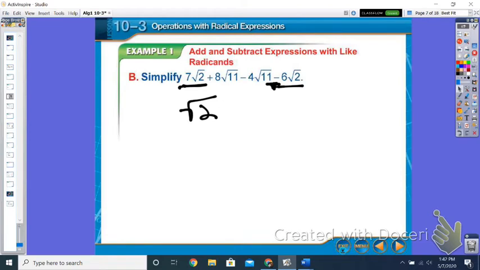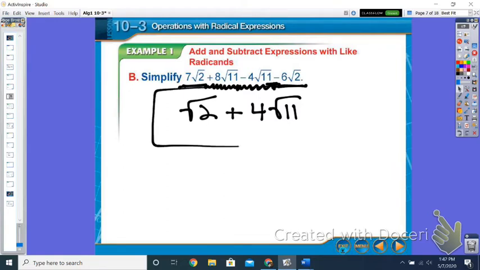And then for my other ones, it's a positive 8 root 11 and negative 4 root 11. So 8 root 11 minus 4 root 11 is 4 root 11, positive 4. So we're going to have plus 8 minus 4 is positive 4. And again, I can't do a factor tree on 2. I can't do a factor tree on 11 because those wouldn't go anywhere. So that tells me that that right there has to be my final answer.